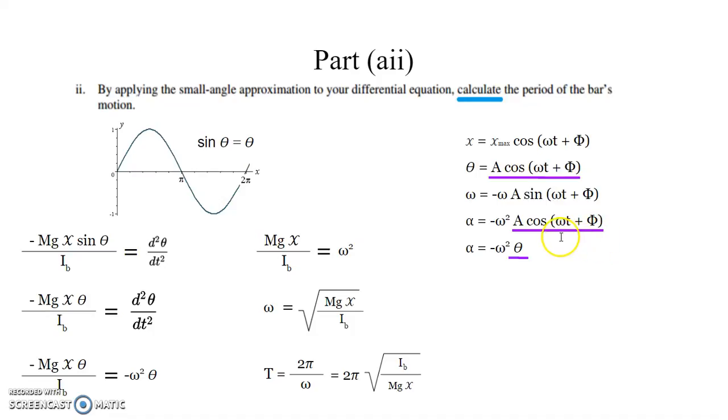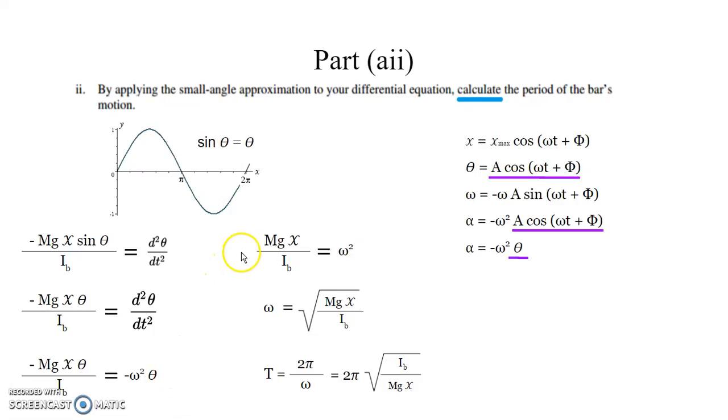And as you might notice, a times the cosine of the quantity omega t plus phi is what theta equals, if you look back up here. So this allowed me to plug back theta into the equation and essentially have the angular acceleration as equal to negative omega squared times theta. So at this step, I decided to plug this in for the angular acceleration we had in our differential equation.